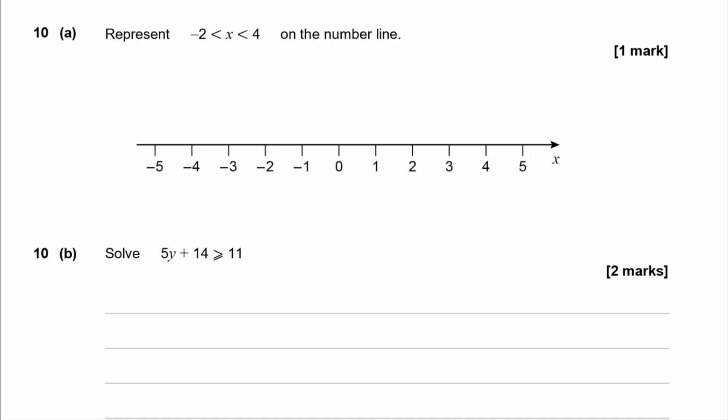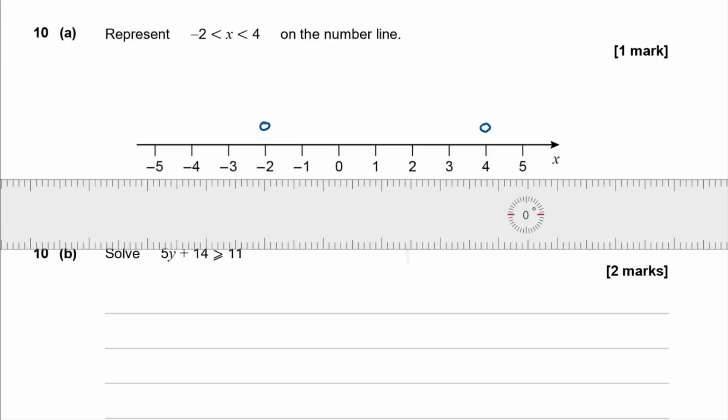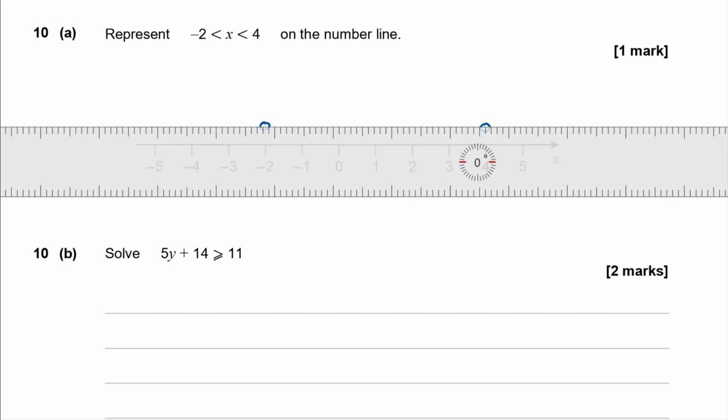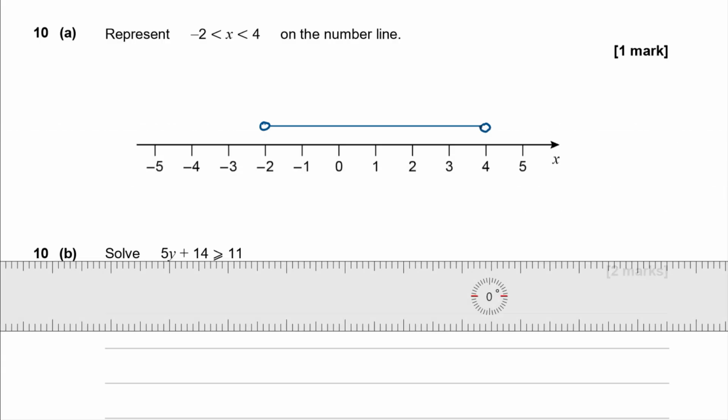Question 10a. Represent minus 2 is less than x, which is less than 4 on the number line. Okay, now we can do this by drawing 2 circles at negative 2 and 4. I'm going to draw a circle here, and I'm going to draw a circle up here. Now these need to be open circles because the values themselves are not part of the range of possible answers. Okay, and then we're going to join them up with a straight line. So x can be any number between those 2 points, but it can't actually be the end points. That's why we don't fill them in.